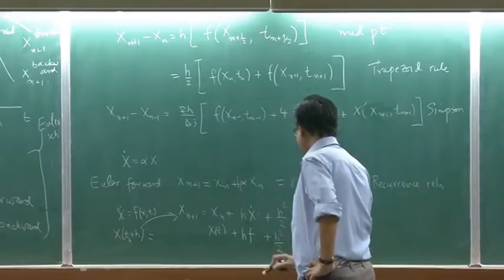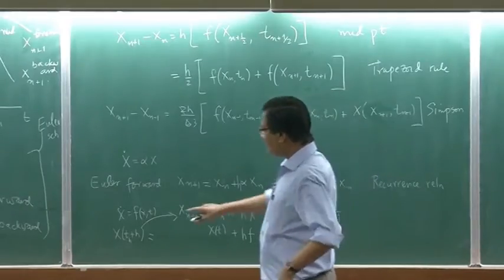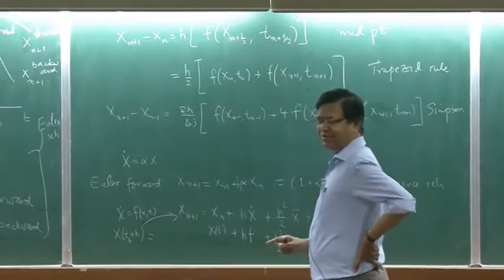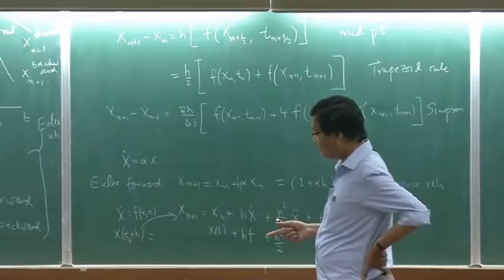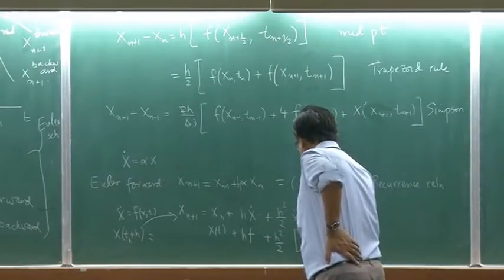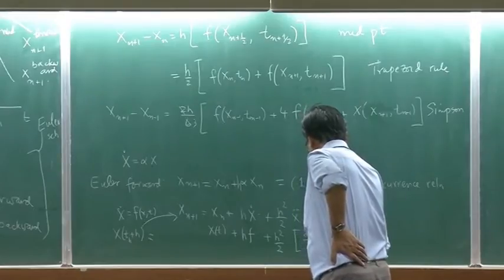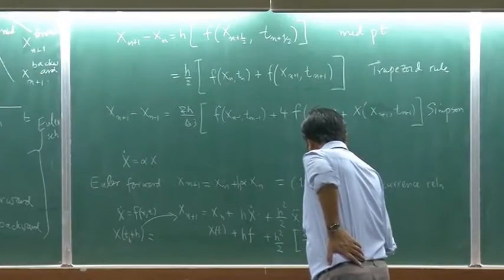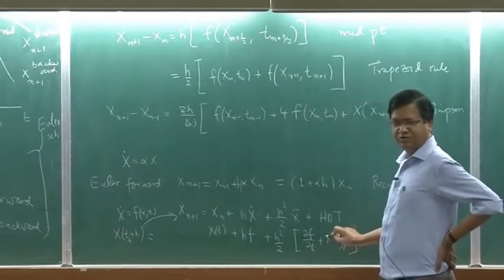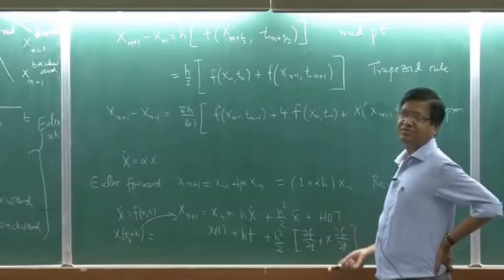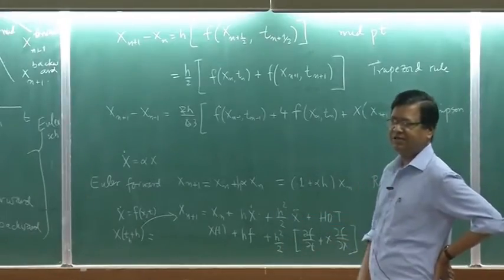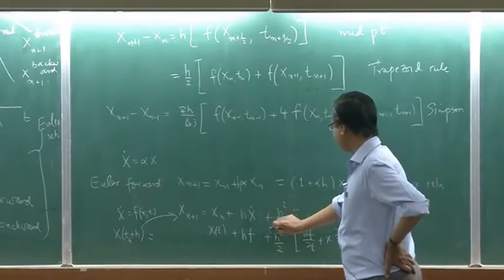And x double dot is what? I take the time derivative of this, f dot, but then it is a function of x and t both. So I have to write this as delta f by delta t plus x dot delta f by delta x, and x dot is f again. So given f, I can compute any derivative. I have to just do it again and again. Okay, so this is my error.